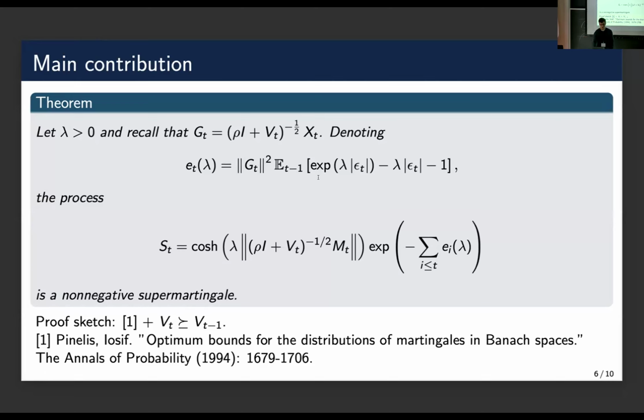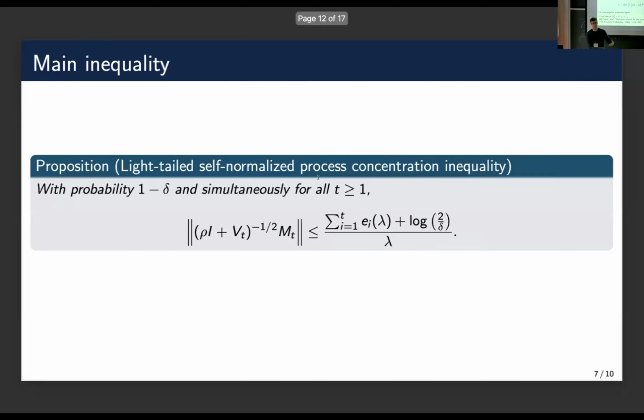What do we do with this? So it turns out that when you have a non-negative supermartingale, then you can derive a bunch of concentration inequalities. In particular, the general concentration inequality guarantee that we give in our paper is exhibited in this proposition, where the norm of the self-normalized process is upper bounded by the sum of EIs of lambdas, plus the logarithm of 2 over delta, which is extremely common, divided by lambda. And the proof is immediate from the previous theorem.